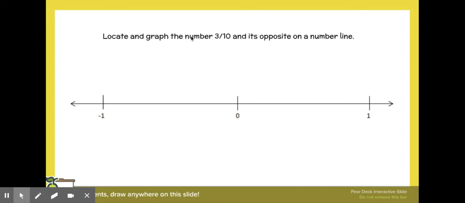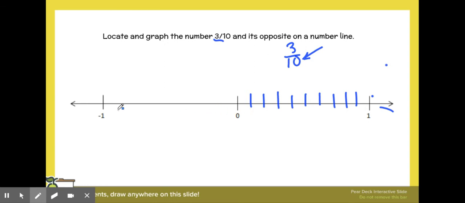So if I want to locate and graph the number 3/10 and its opposite on a number line, let's start with 3/10. 3/10 indicates that there are 10 sections in the whole number. So between 0 and 1, I would have to divide it up into 10 sections. And as we did our tape diagrams, we know that we need to make 9 lines to make 10 sections. 1, 2, 3, 4, 5, 6, 7, 8, 9. And if I wanted to double check to make sure that there's 10 jumps to get to 1, 1, 2, 3, 4, 5, 6, 7, 8, 9, 10. I have broken up my whole number into tenths.